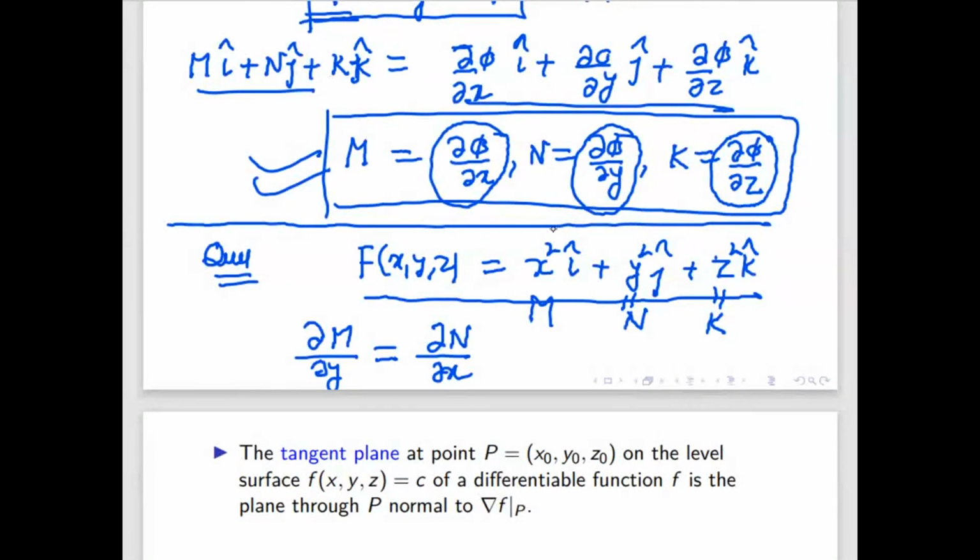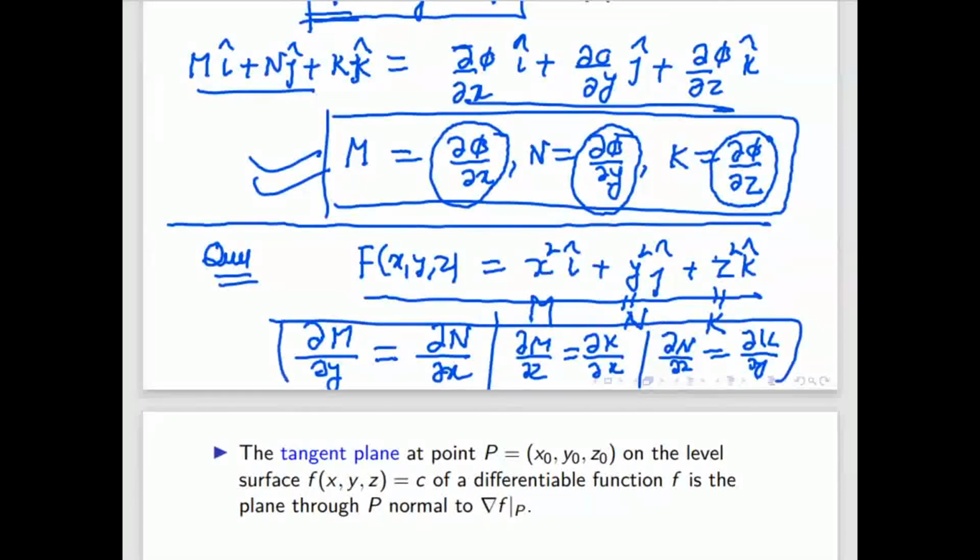Because del M by del y will give del 2 phi by del x del y, and this one also del 2 phi by del x del y. If it is smooth, then it is equal. Similarly, del M by del z equal to del K by del x, and del N by del z equal to del K by del y. So if these three conditions are satisfied, then that field will be the potential field.